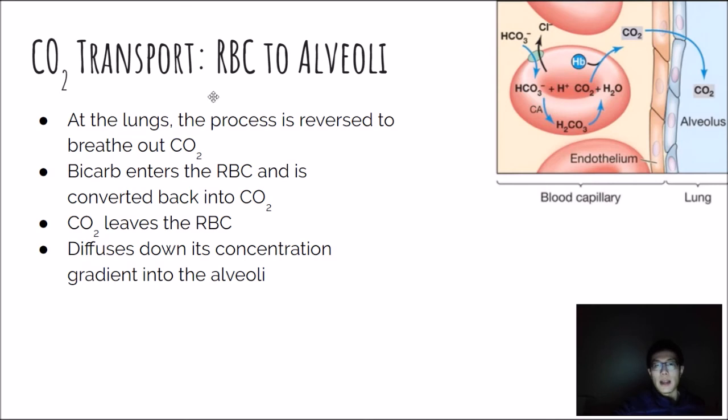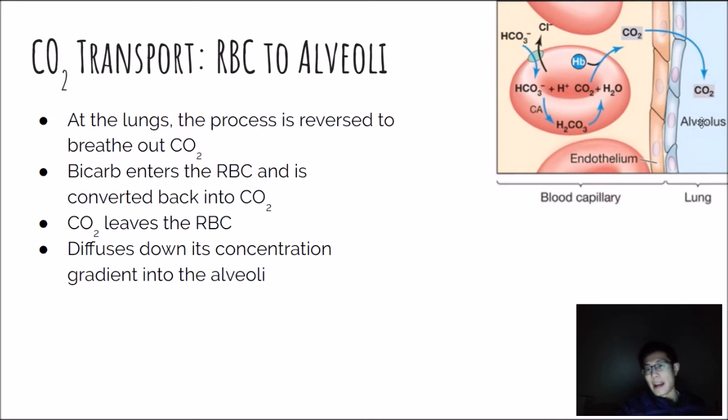Now, once we get to the lungs or the alveoli, the opposite happens. This process of conversion is going to be reversed. What we see is bicarbonate re-entering the red blood cell. And after it re-enters the red blood cell, it's going to be converted back into CO2. This CO2 is going to exit the red blood cell and enter the alveolus or the alveoli, where it can be exhaled and gotten rid of. So it's diffusing down its concentration gradient into the alveoli, which is what's happening over here.